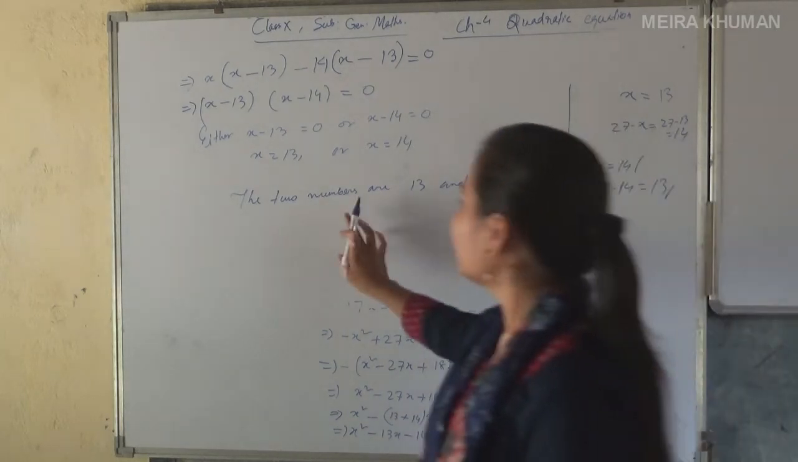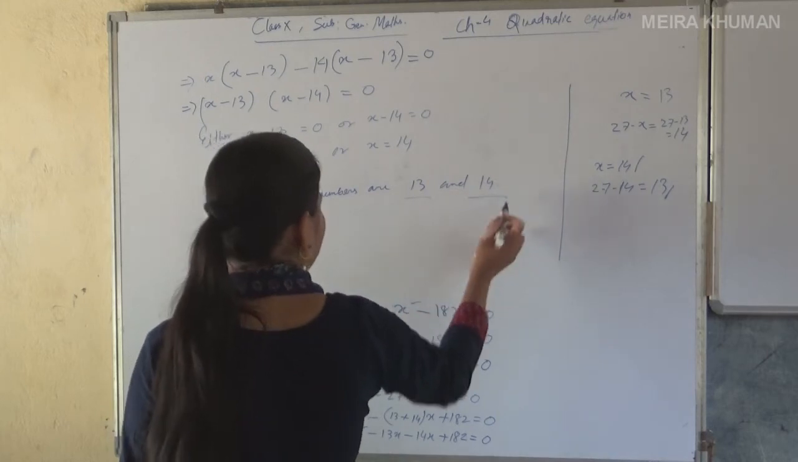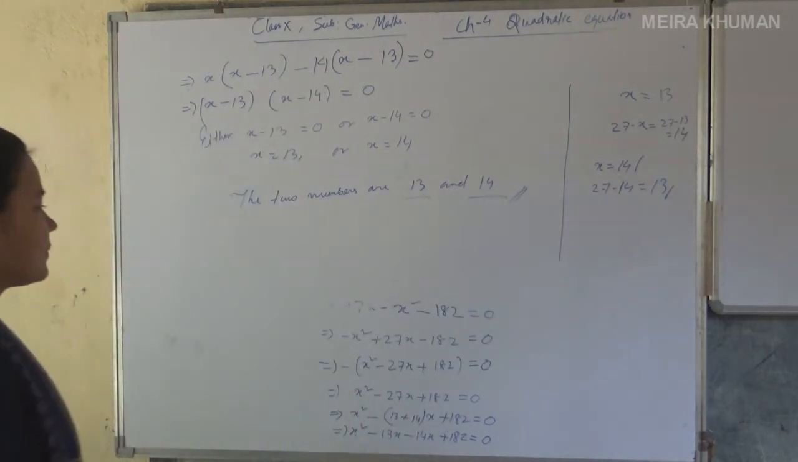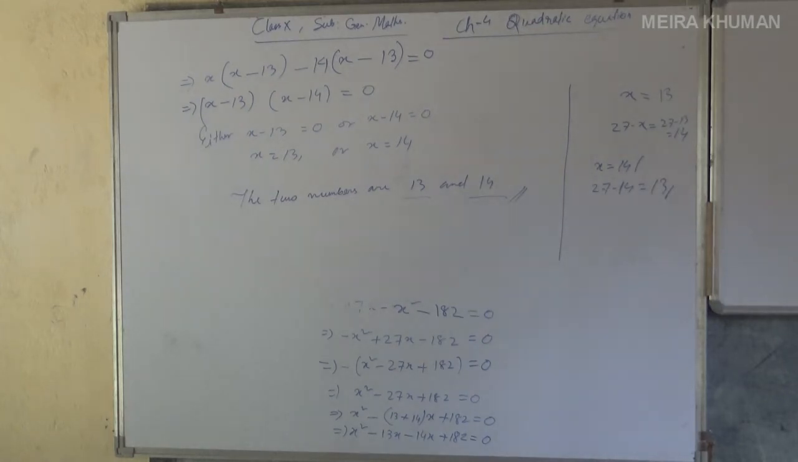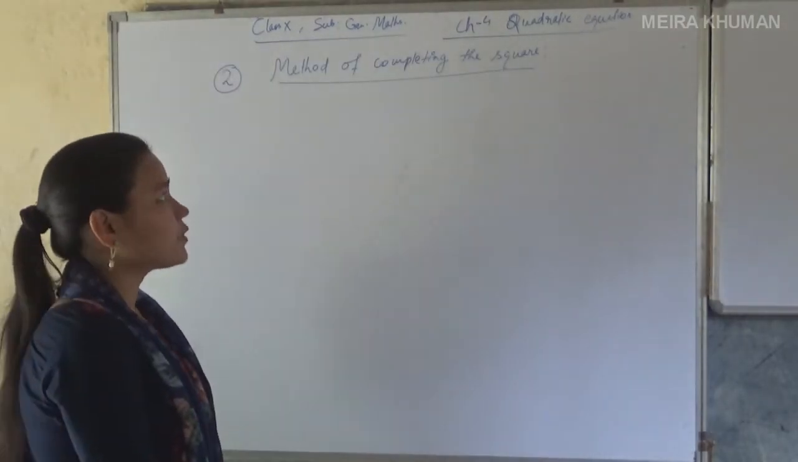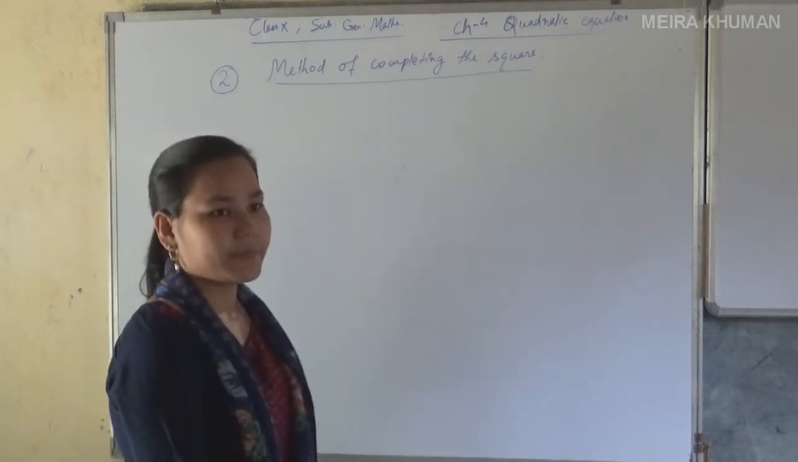So the two numbers are 13 and 14. So after this, formula. Next method is what? Method of completing the square.